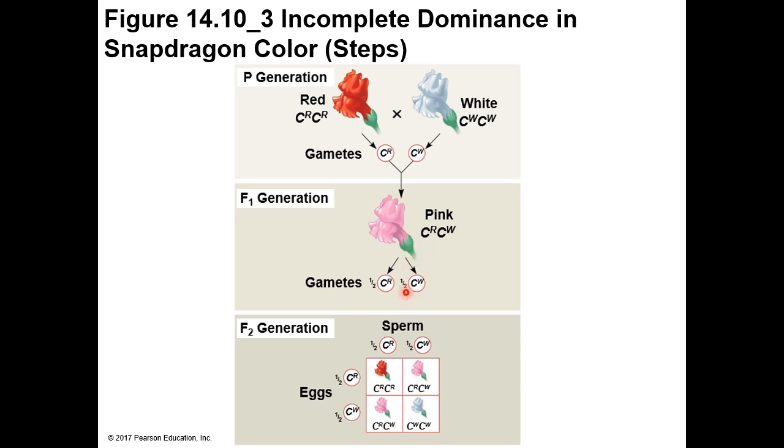When we get to the F2 generation, by mating the F1 generation offspring, we get a different ratio than the 3-to-1 ratio we're used to. We get 1 red, 2 pink, and 1 white plant. So it's a 1-to-2-to-1 ratio. And this is because the heterozygotes are going to be showing the pink phenotype due to incomplete dominance.